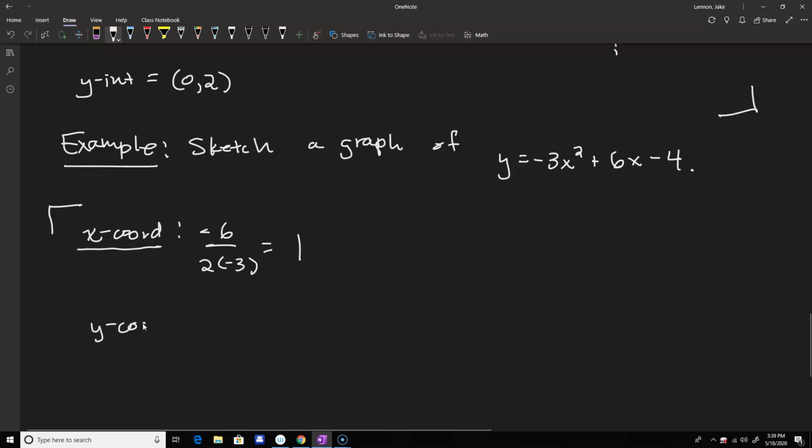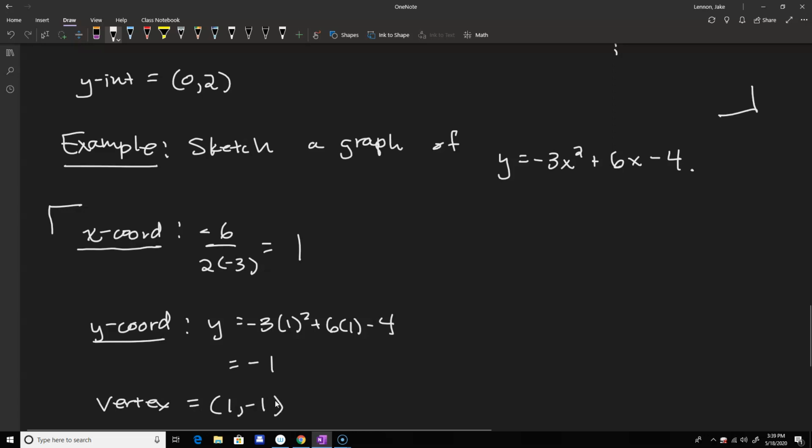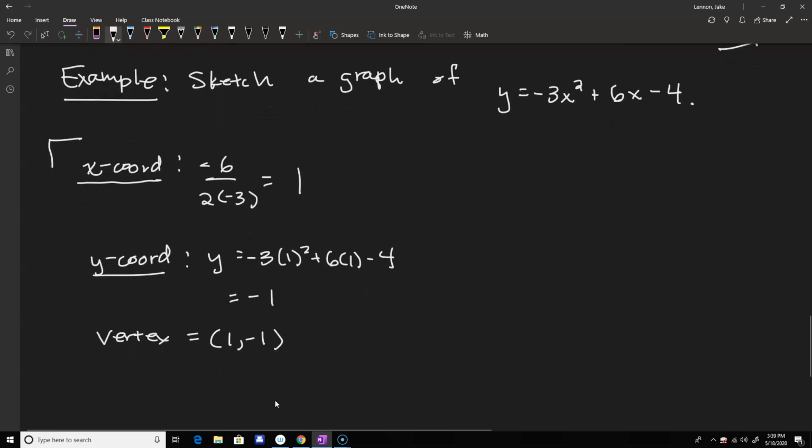So the y-coordinate is going to be y equals -3 times 1 squared plus 6 times 1 minus 4. That comes out to -1. So our vertex here is (1, -1). And we see that the y-intercept is (0, -4). That's also quickly identified.